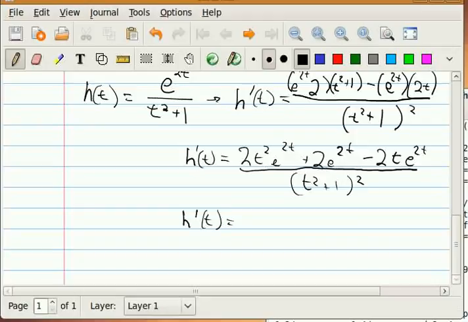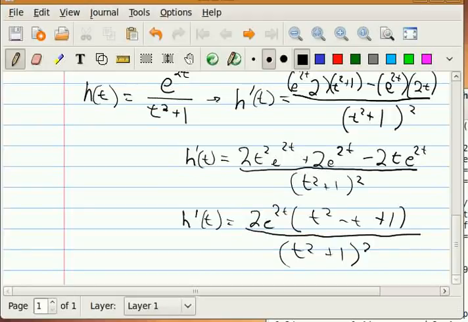The numerator does factor. I can factor an e to the 2t out of every term, and I can also factor a 2 out of every term. So if I factor out 2 e to the 2t, I'll have t squared plus 1 minus t. So let's write it this way, plus 1 minus t. That's all over t squared plus 1, squared.